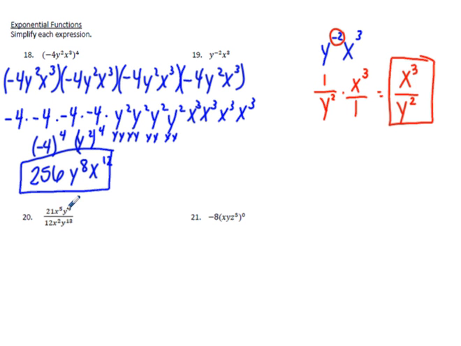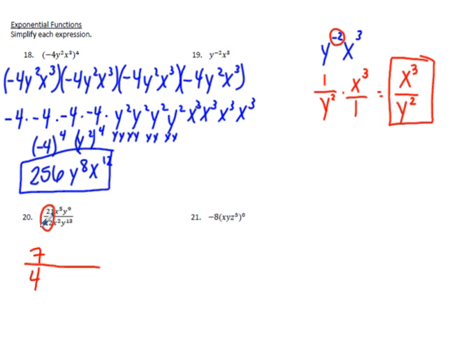Below, 21 x to the 5th, y to the 9th, over 12x squared, y to the 12th. Or actually, I'm sorry, that's a 13, so y to the 13th. We're just going to deal with one piece at a time. So first, I'm going to deal with the coefficients, the 21 over 12, and we're just going to reduce that. 21 over 12, 3 goes into both of those. It reduces to be 7/4.